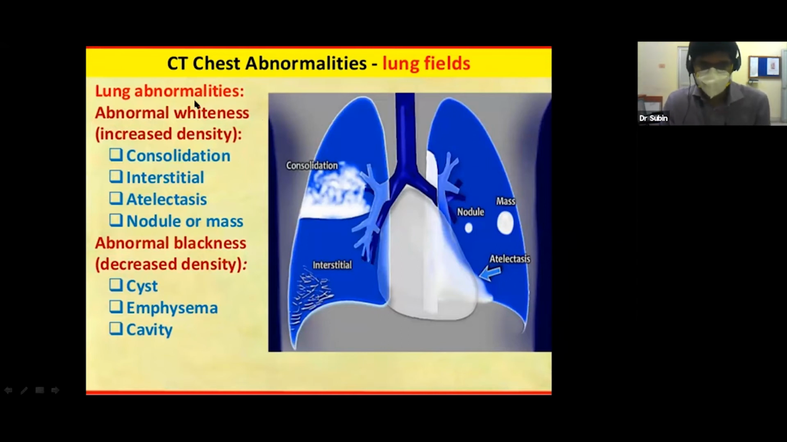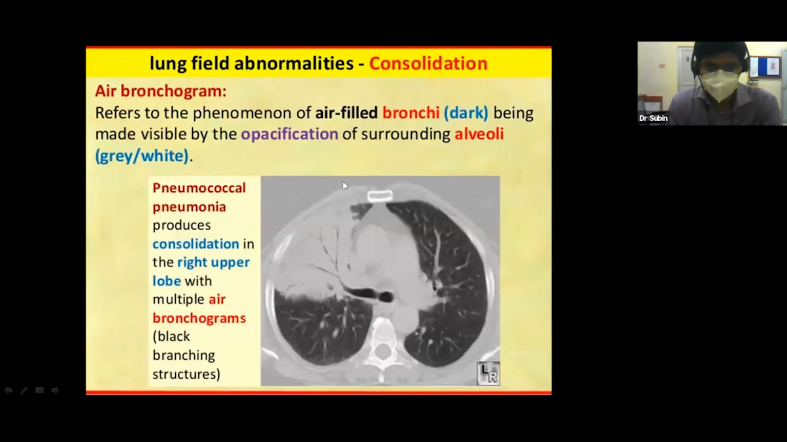Okay, these are all the things which will be more bright on a CT. It can be consolidation, interstitial opacities, atelectasis, or a nodule or a mass. The things which look low density are cyst, emphysema, and cavity. Okay, so these are the things that you look at, and you evaluate according to which segment is involved and how. We'll just go into how each of these things look like.